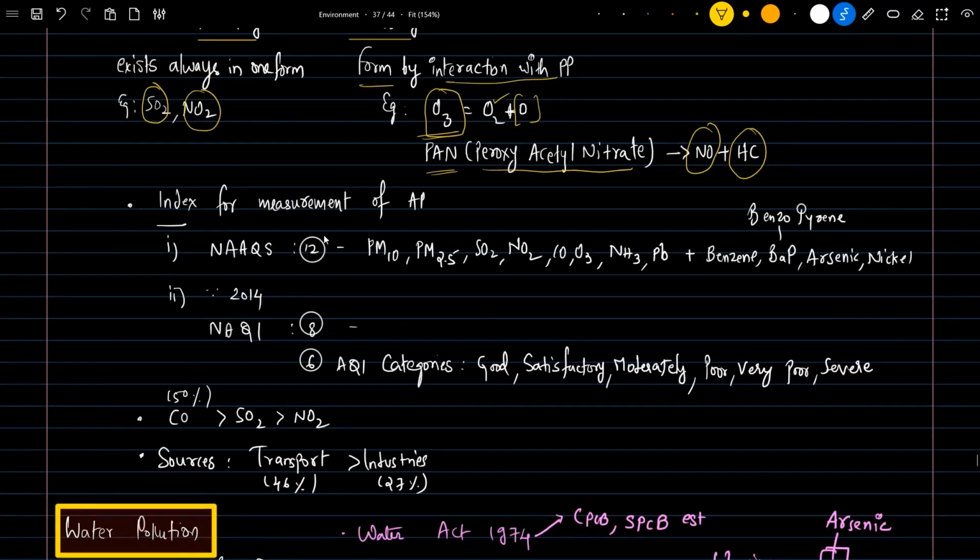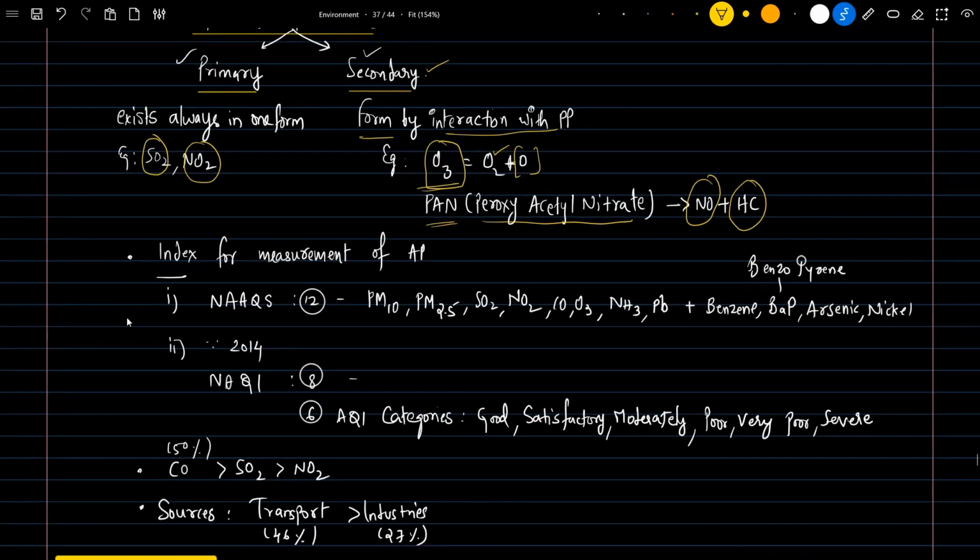There is an index for the measurement of these air pollutants. Earlier we had the National Ambient Air Quality Standards, which basically calculates 12 parameters. It was given by CPCB, the Central Pollution Control Board. The 12 pollutants it considers are particulate matter 10, particulate matter 2.5, SO2, nitrogen dioxide, carbon monoxide, ozone, NH3, and lead. These are 8. The other 4 are benzene, benzopyrene, arsenic, and nickel.